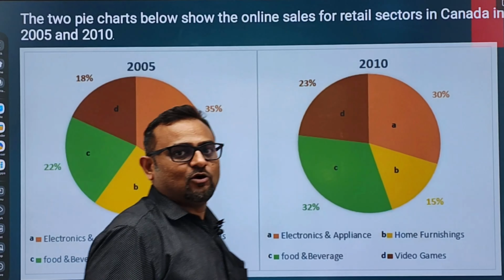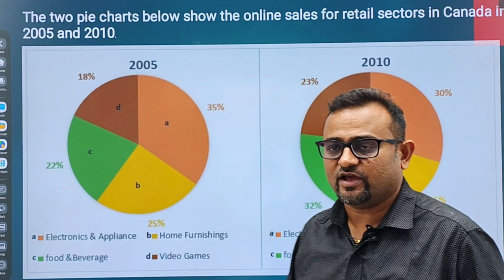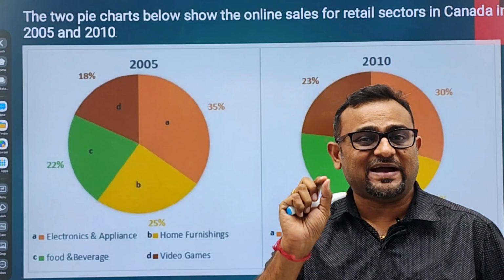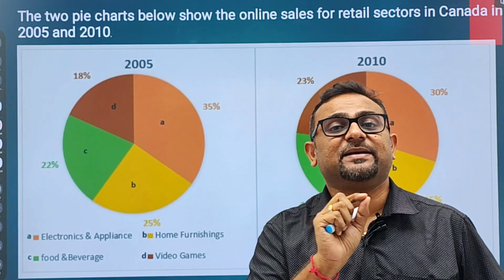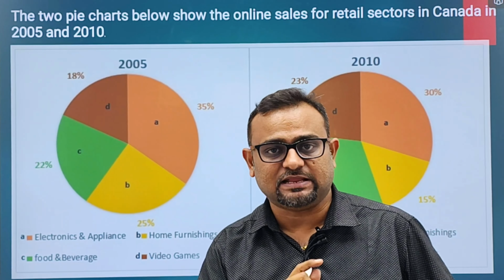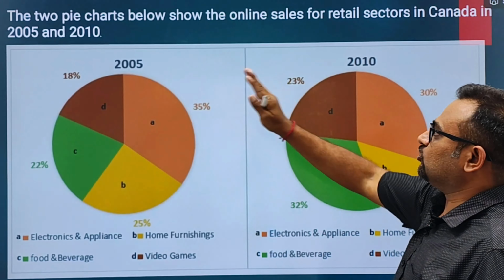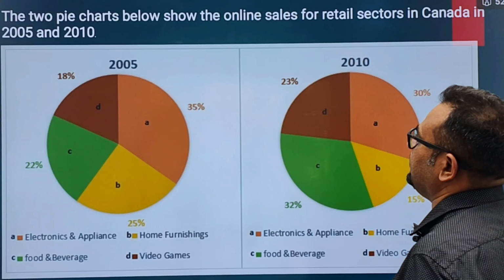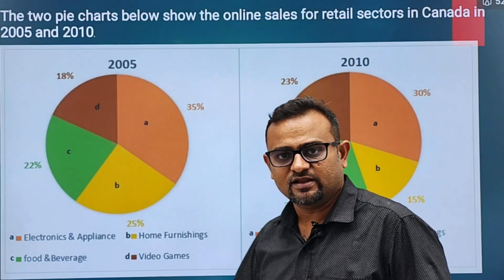Take the example of pie chart. Okay, here you can see there are two pie charts. The two pie charts below show the online sales for retail sectors in Canada in 2005 and 2010.